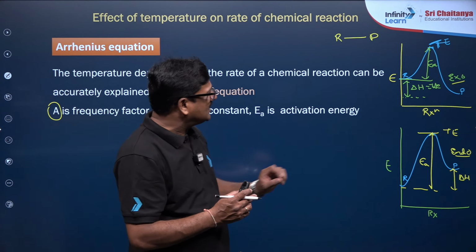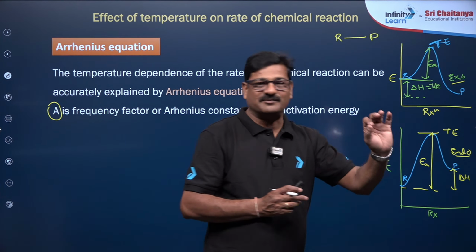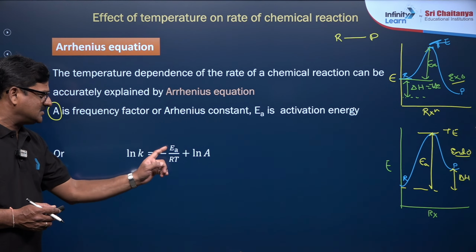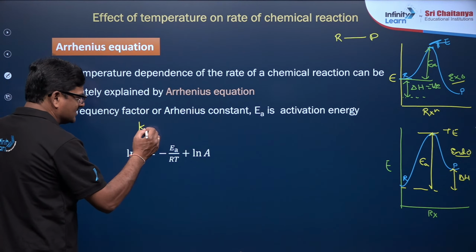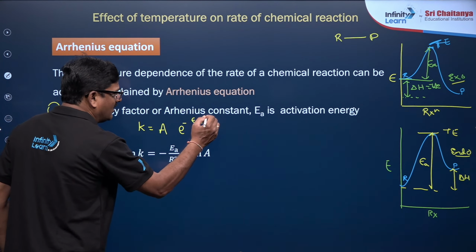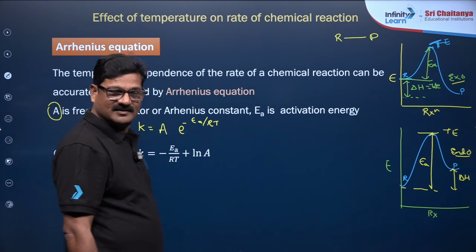And what is the relation between activation energy and temperature? That is the question of Mayank. Yes, that is going to be very simple. It is given as ln K equal to minus Ea by RT plus ln A. Actually, this is given as K is equal to A exponent of minus Ea by RT.